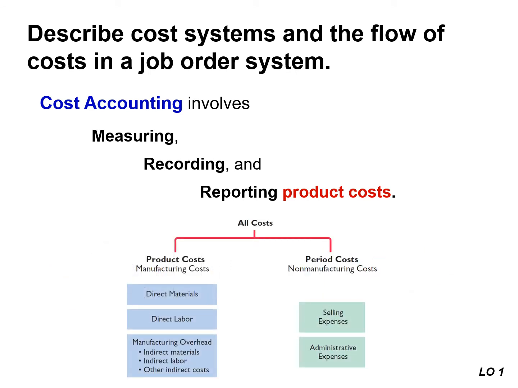I'd like to review one more concept from the previous chapter, and that is manufacturing overhead. Remember, manufacturing overhead are costs that are indirectly associated with the manufacture of a product. These costs include indirect materials, indirect labor, and then we have this other indirect cost, and that's going to include depreciation on the factory building and machines, insurance, taxes, and maintenance on the factory facilities. The other thing I just want to point out is our period cost. Again, these are going to be our non-manufacturing costs, and they will include any selling and administrative expenses.